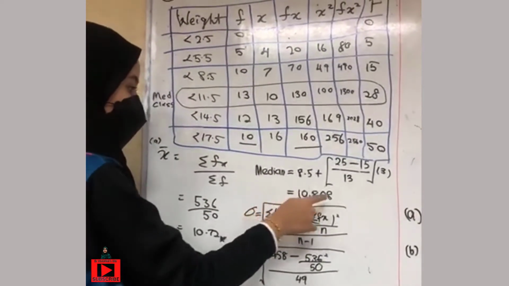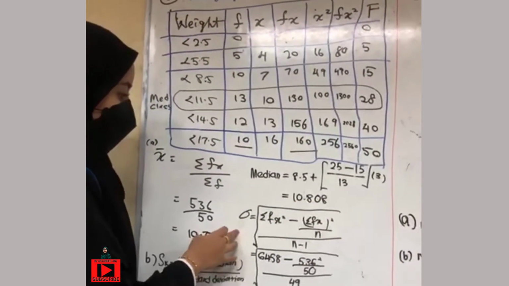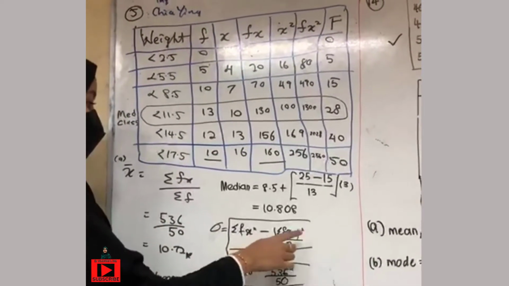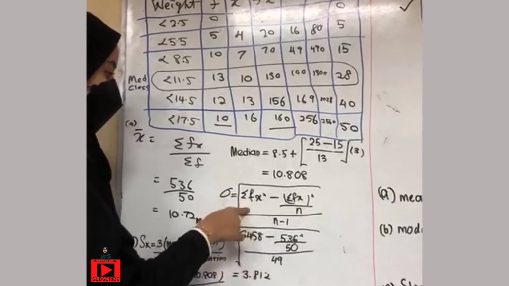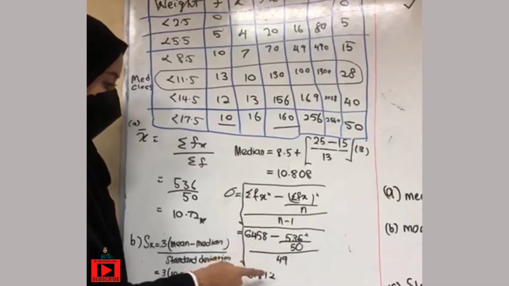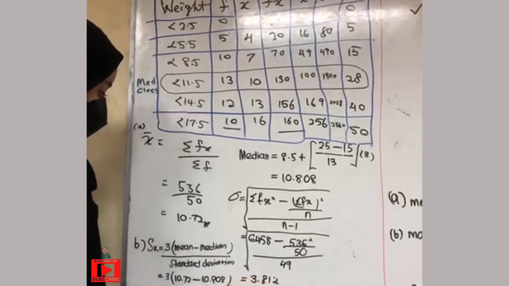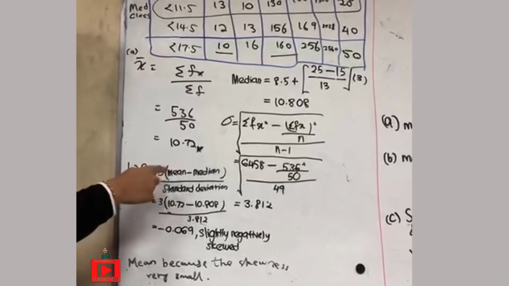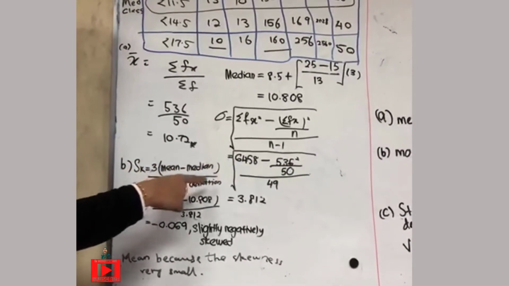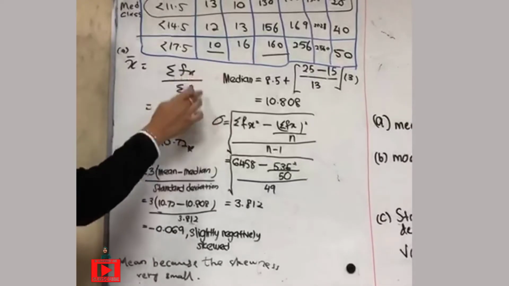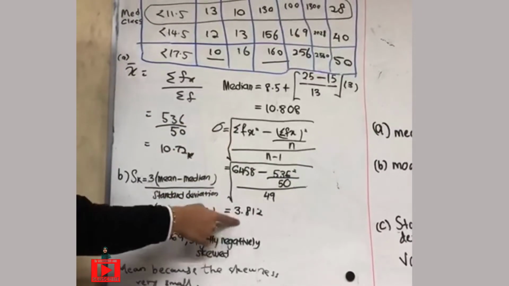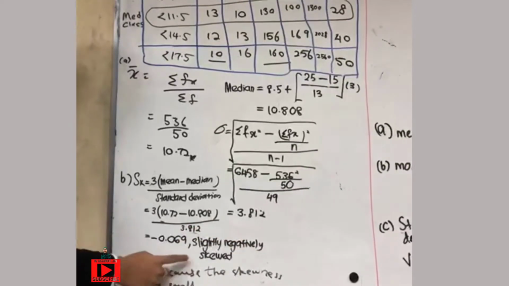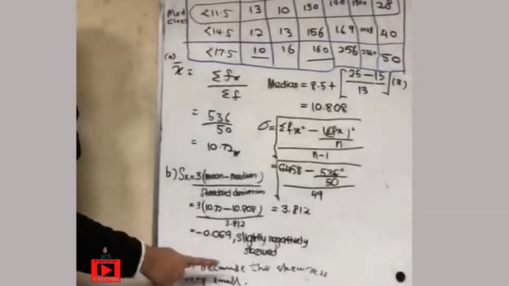So you get 10.808. Next, we'll find the standard deviation, which is the square root of total fx squared minus total fx all squared over n, all over n minus 1. So we substitute the values and we get 3.812. Next, for B, we need to find the Pearson coefficient. The formula is 3 times mean minus median over standard deviation. So we substitute our mean, our median and also our standard deviation and we get negative 0.069, slightly negatively skewed because there's the negative here.